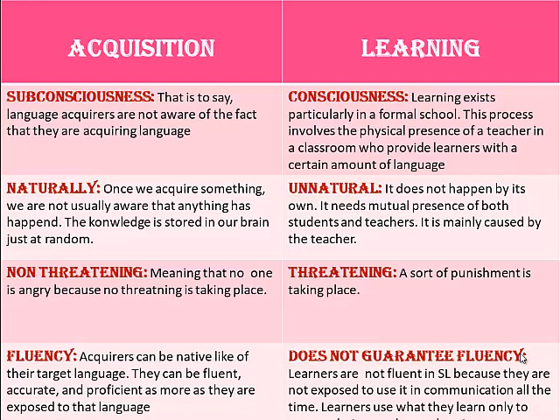So the first characteristic of learning is consciousness. Learning exists particularly in a formal school. This process involves the physical presence of a teacher in a classroom who provide learners with a certain amount of language. Here in this case, learning is limited in time and space.